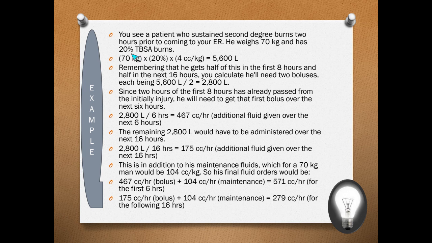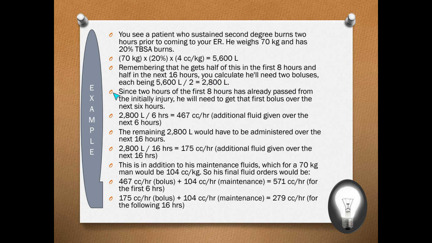Then we multiply. We are using the Parkland formula: 70, which is the weight of the patient, times the percentage of the burn, which is 20%, times 4 cc per kg. This gives us 5600 milliliters. It's not liters, it's 5600 mL or 5.6 liters. Now remembering that he gets half of this in the first 8 hours and half in the next 16 hours, you calculate he will need 2 boluses, each one being 5600 divided by 2, which gives you 2800.